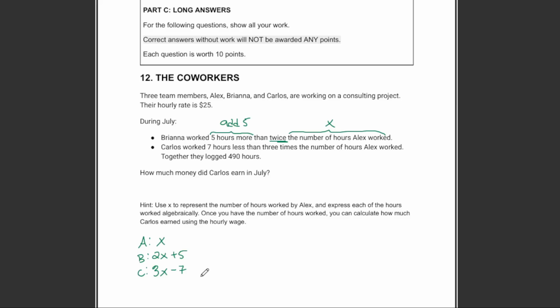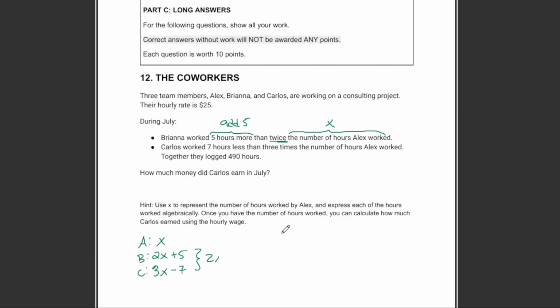Together they logged 490 hours. What does that mean? That means that if you put all their hours together, we get 490. It's not just Brianna who got 490 hours by herself. It's not Carlos who got 490 hours by himself. So it's not 3x minus 7 equals 490. So don't do 2x plus 5 plus 3x minus 7 either. It's not just the 2 of them. It's all 3 of them.